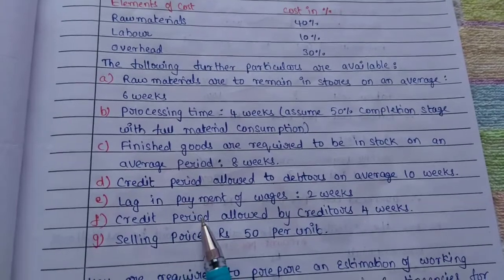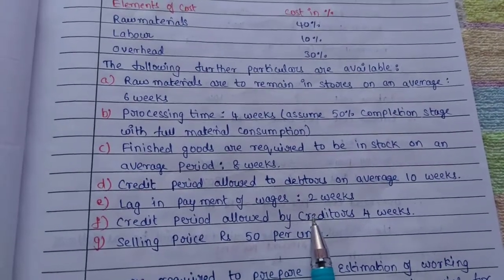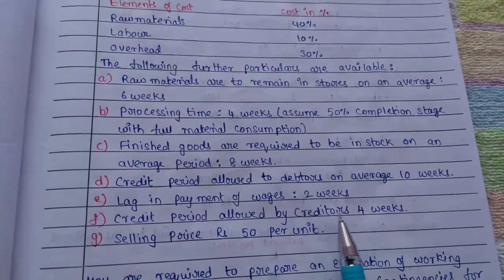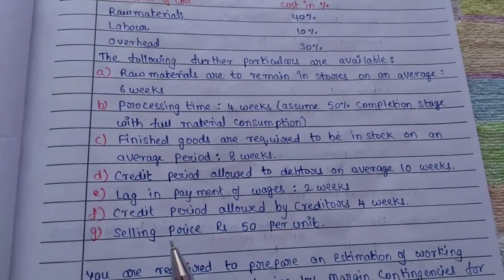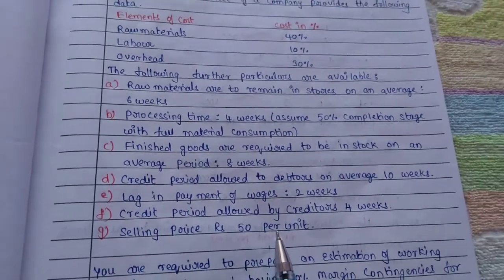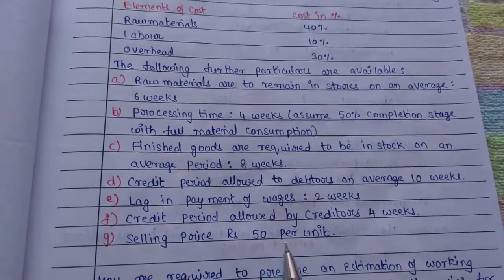F. Credit period allowed by creditors 4 weeks. So here the credit period allowed by creditors is 4 weeks. G. Selling price rupees 50 per unit. See, this is the key information in the problem.